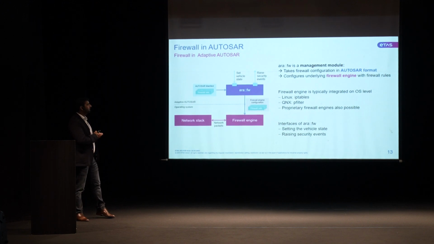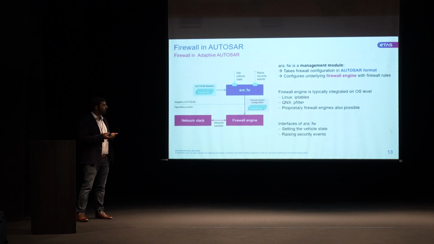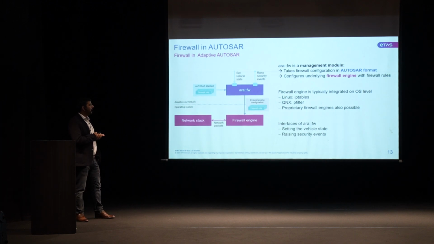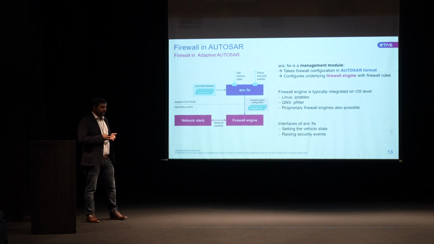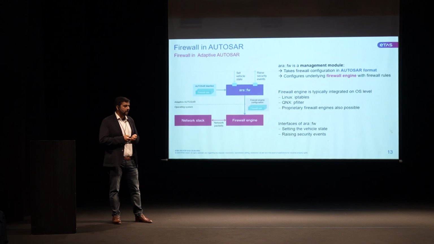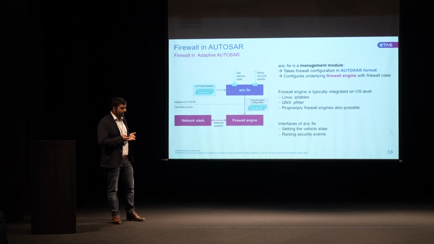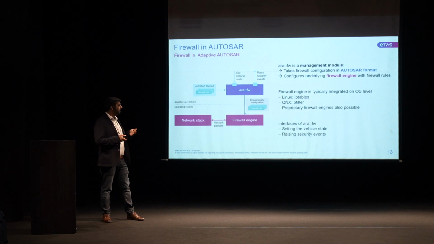ARA Firewall is basically a management module in Adaptive AutoSAR, and it takes the firewall configuration in AutoSAR format with the help of RXML files, and then it helps you to configure the underlying firewall engine with the firewall rules. The firewall is typically integrated at the OS level, so it could be on Linux based on IP tables. With QNX, you can utilize the packet filter interface to integrate your firewall on the QNX side. And for any other module, proprietary firewall engines are also feasible.